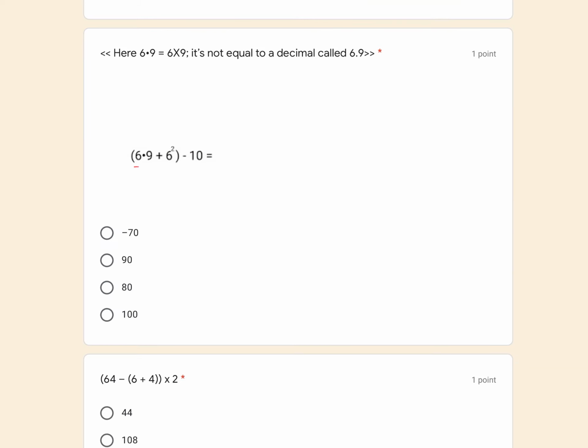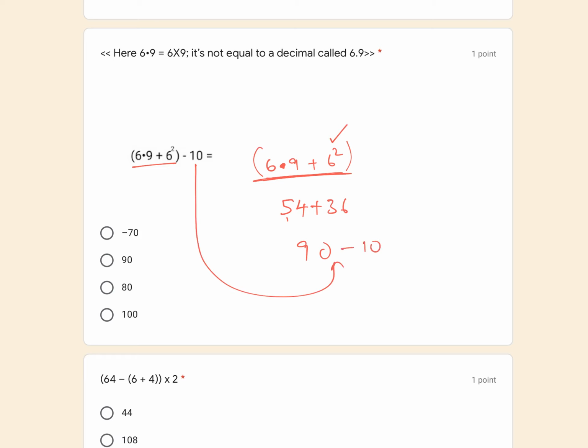Next one is 6 into 9 plus 6 square minus 10. So we have to solve what is there in the brackets first. That is 6 into 9 plus 6 square. In this, first we need to give preference to power, then multiplication. So 6 squared is 36 plus 6 9's are 54, which gives 90. The remaining over here is minus 10, so 90 minus 10 is 80.